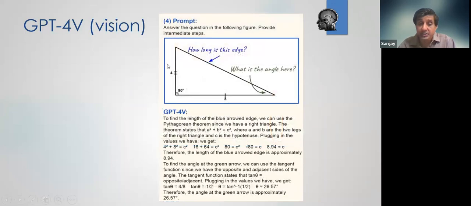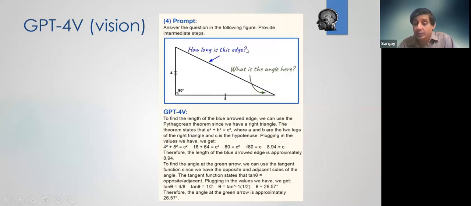So this is the most sophisticated of all. Answer the question in the following figure. Provide intermediate steps. So here it's being told that there is a question. It's not told how many questions there are, okay? But it's told, answer the question in the following figure. So it's not being told that there are multiple questions. It's actually being told there's only one question, okay?